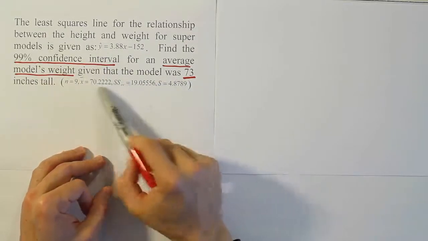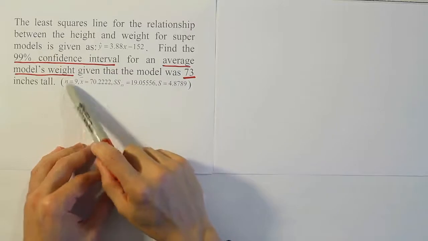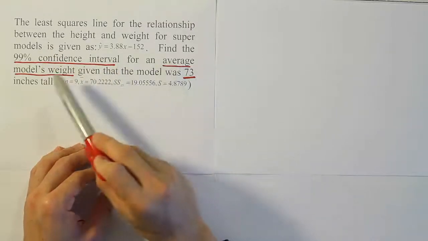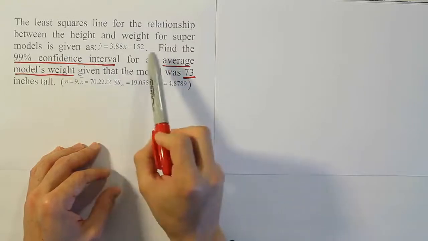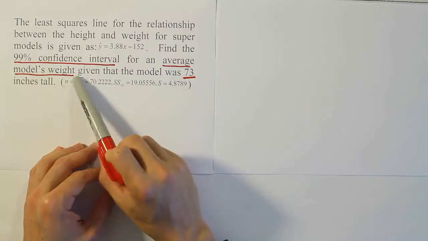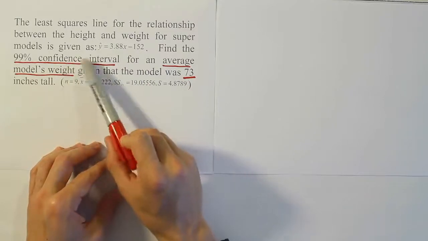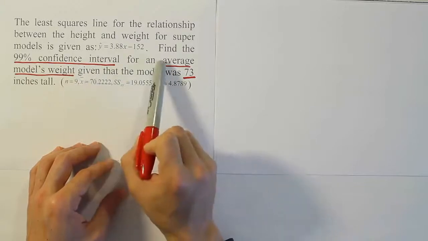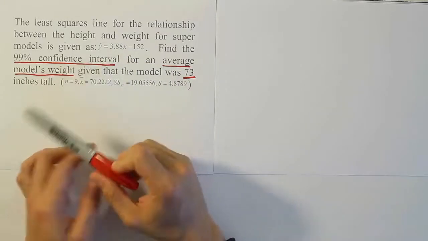Okay, so we have some nice summary data here at the bottom, and I've underlined the phrase confidence interval for an average model's weight. So we're dealing with the confidence interval for an average model's weight, not for a specific model's weight. Later we'll see that a prediction interval is used when you're looking for a specific model's weight. Here we're looking for the average model's weight, so it's just a regular confidence interval.